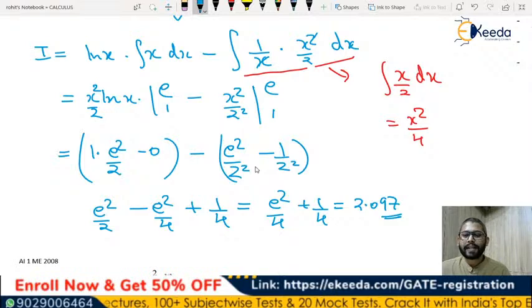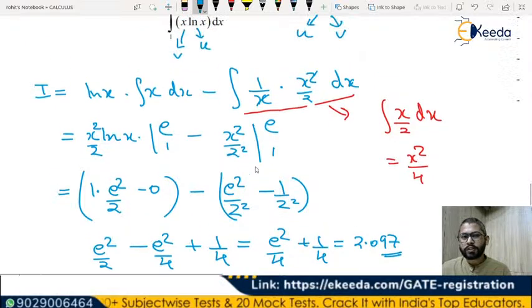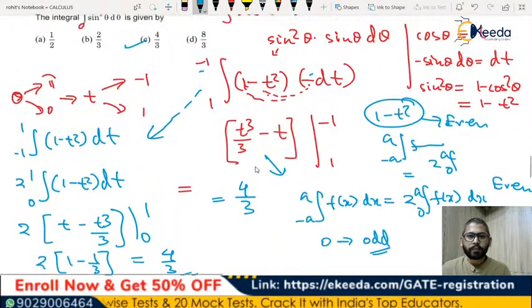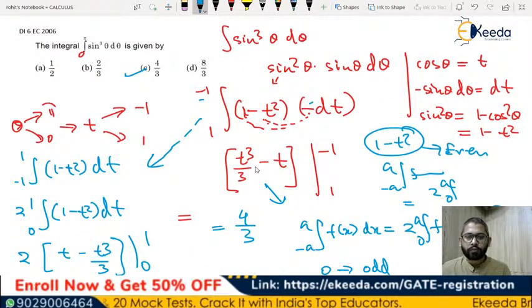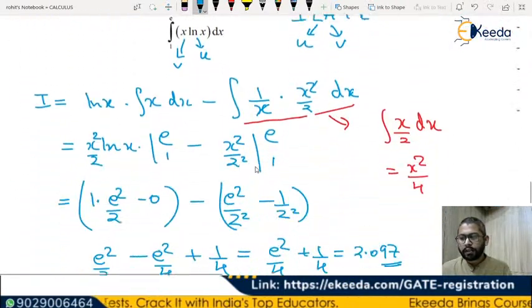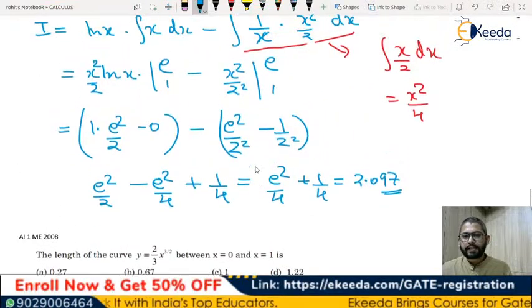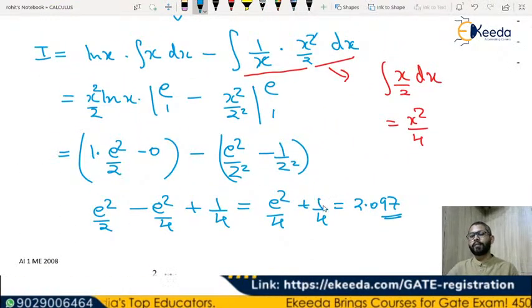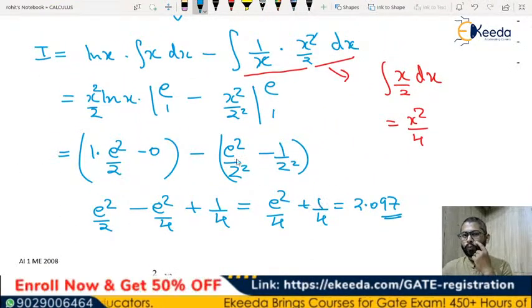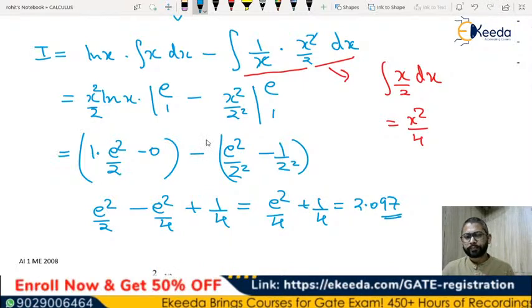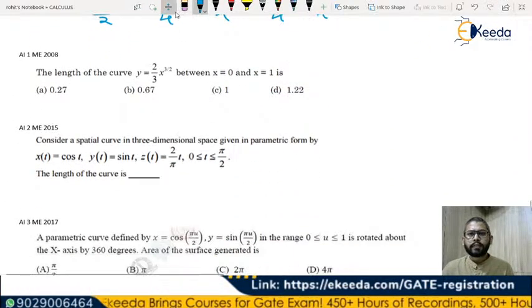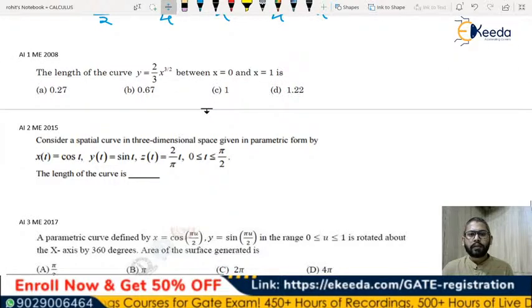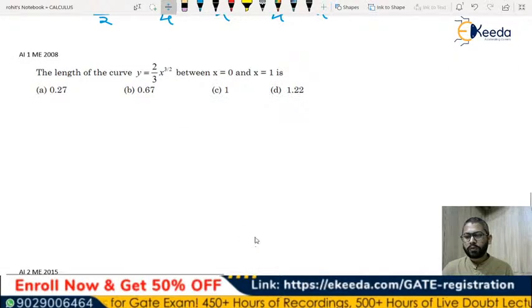Right. So what is the answer? Do the calculations in this question. Of course, you have done the previous one. 1.33 was the answer, 4 by 3, option C. What about this one? It is e square plus 1 by 4. If you make the calculation, it will be 2.097 approximately. Right. So let's move to the applications now.